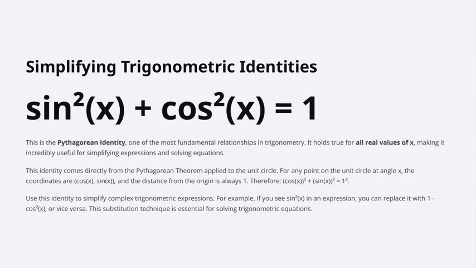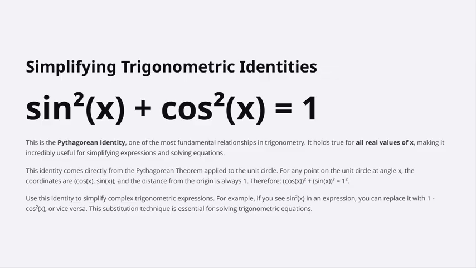Let's take a closer look at the Pythagorean identity, which states that sin squared of x plus cos squared of x equals 1. This is one of the most fundamental relationships in trigonometry, and what's great is that it holds true for all real values of x. That universality makes it incredibly powerful for simplifying expressions and solving equations.